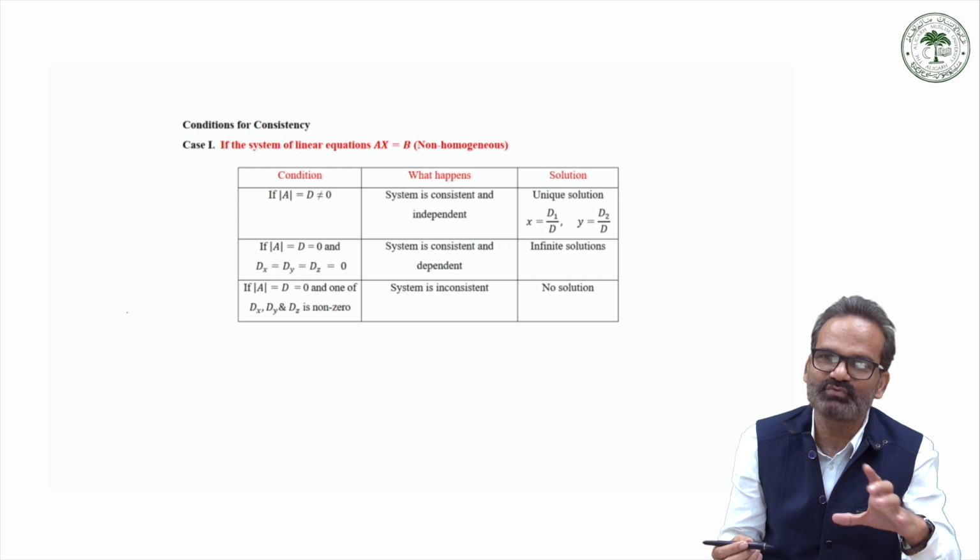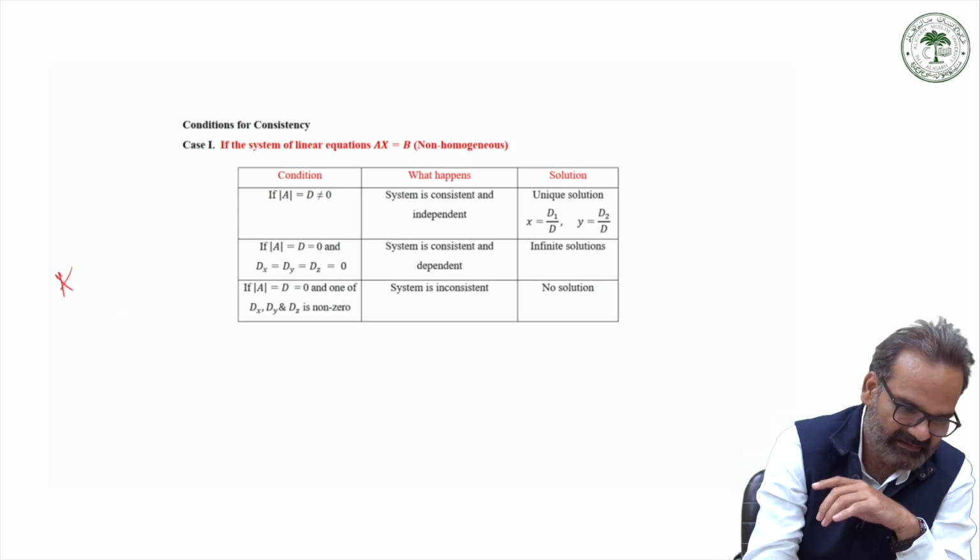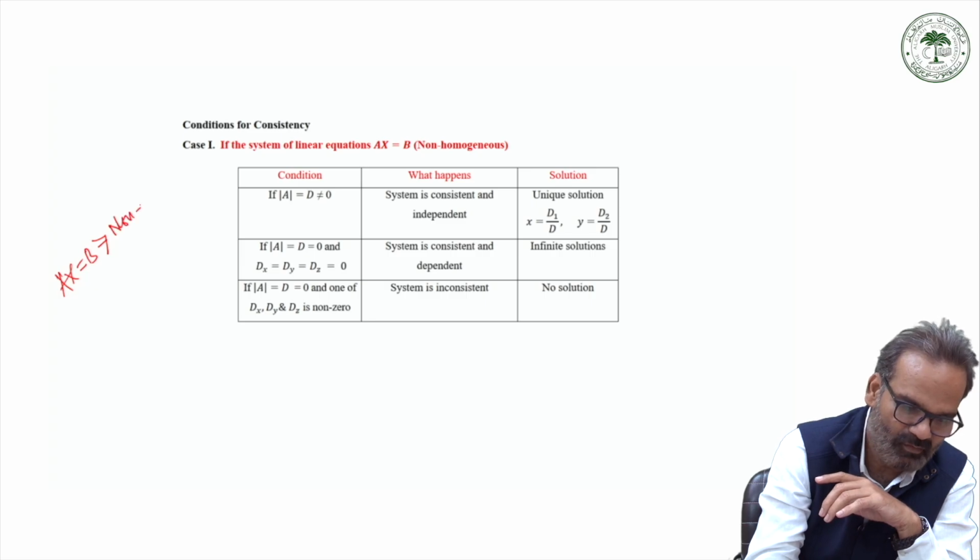So we will discuss two separate cases. One, AX equals B, which is called non-homogeneous, right?